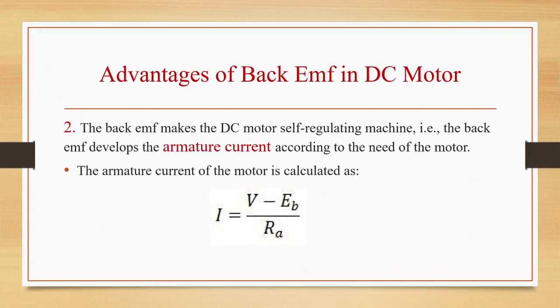The second advantage of back EMF is that it makes the DC motor a self-regulating machine. That is, back EMF develops the armature current according to the need of the motor. The armature current of the motor is given as Ia equals V minus EB by Ra.